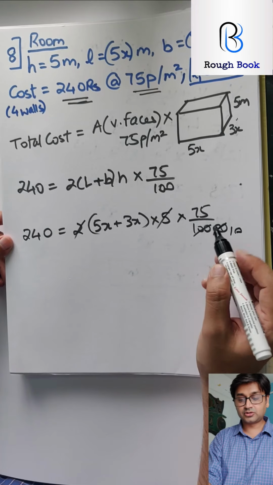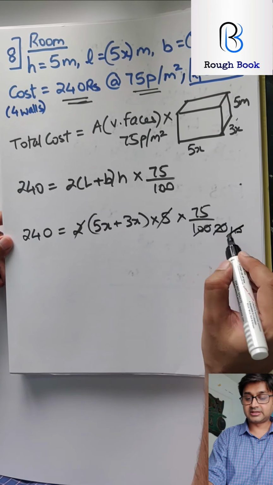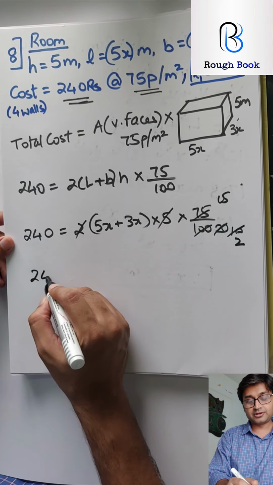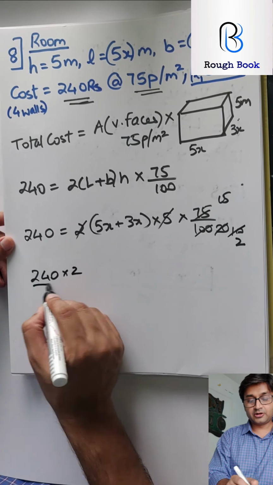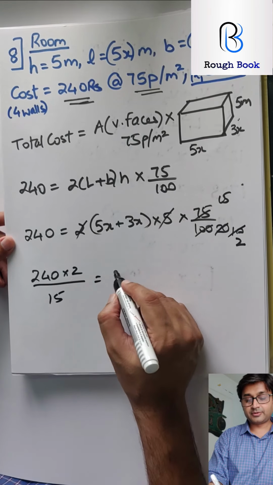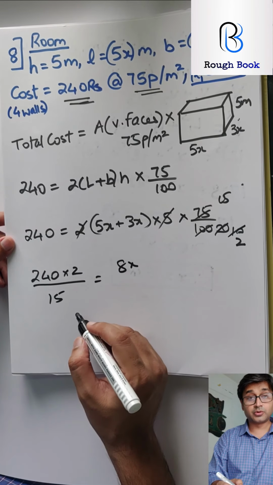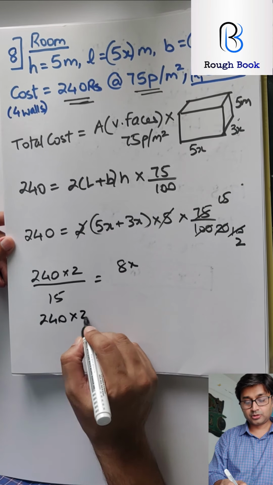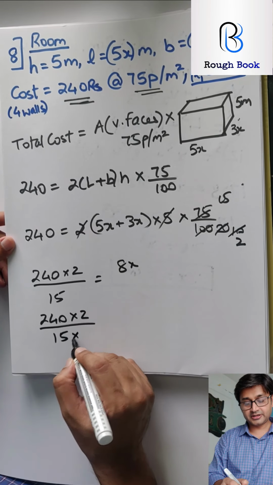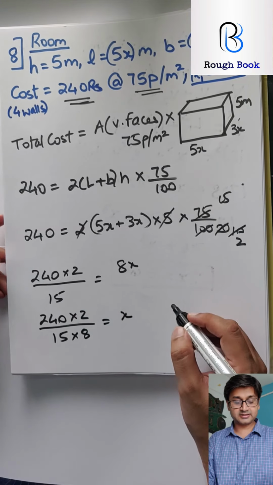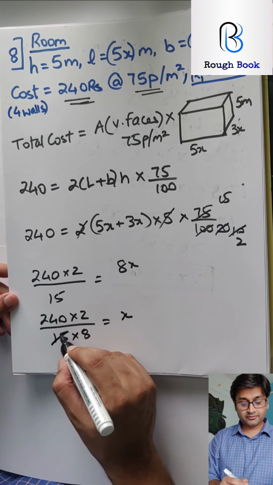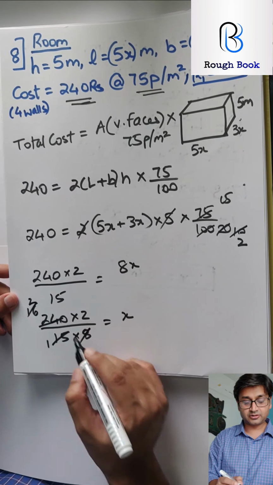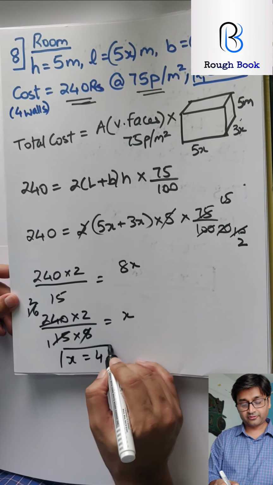I can cancel this also. We'll see. Okay, let's cancel. 15 5s are, 15 2s are. So 2 coming on the other side, 15 going down, 5 plus 3, 8x. So 8 also will go down in the next step. So 240 into 2 upon 15 into 8 is equal to x. So let us see. 15 ones are 15, 15 6s are 90, 8 ones are 8, 8 2s are 16, so x is equal to 4.